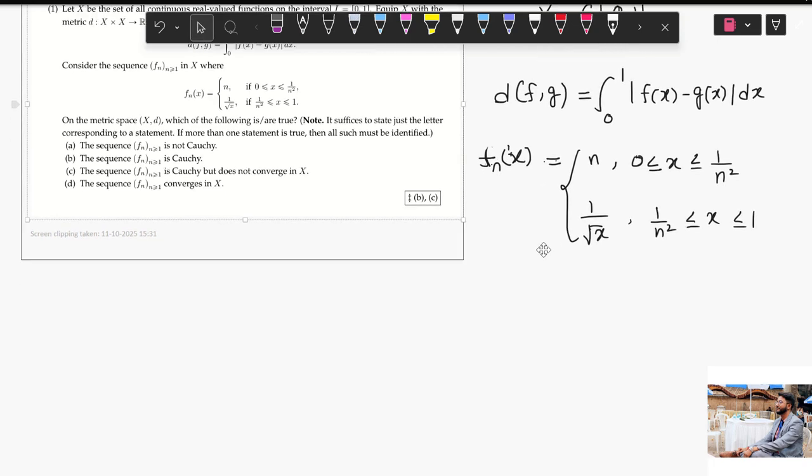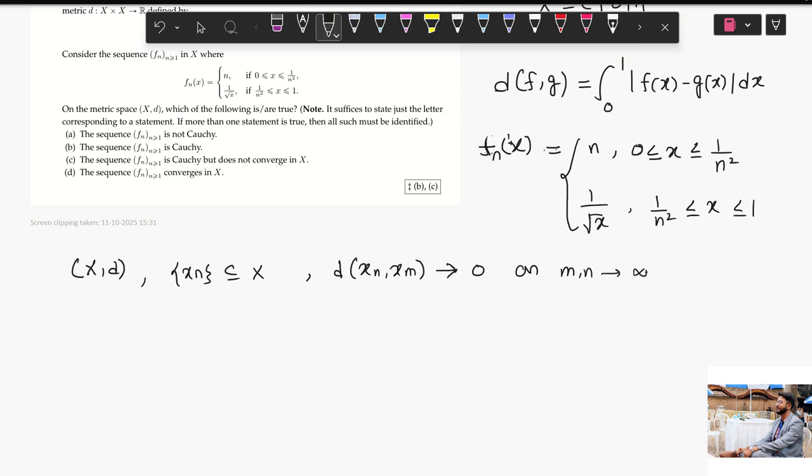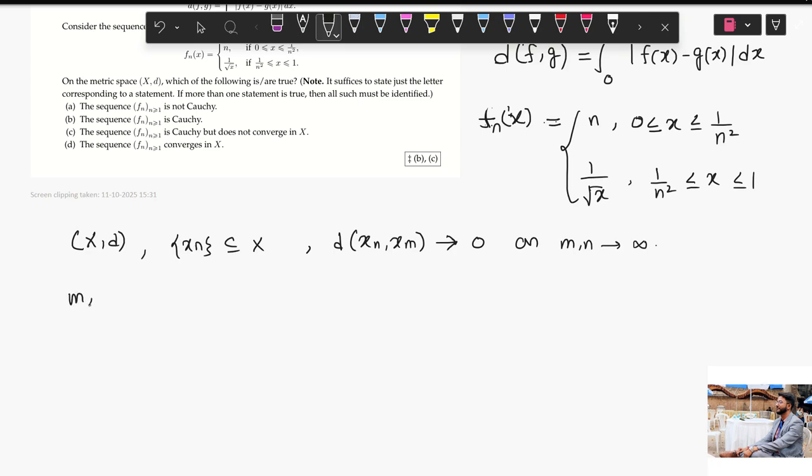So let us recall: if (X,d) is a metric space, a sequence x_n in X is called Cauchy if d(x_m, x_n) goes to 0 as m, n tends to infinity. So let us take two natural numbers m, n, where m is strictly greater than n, or greater than or equal to n. You can always choose that, right?